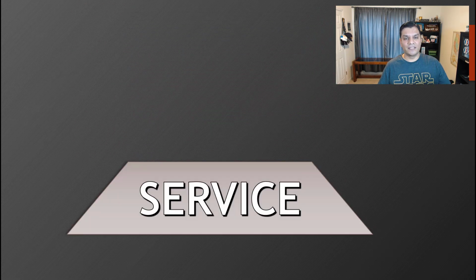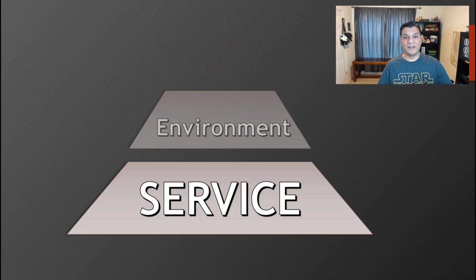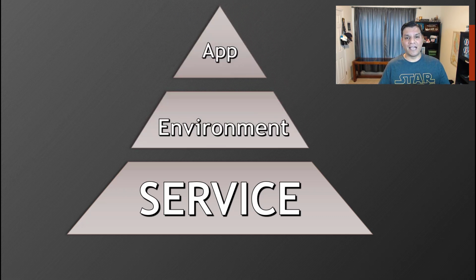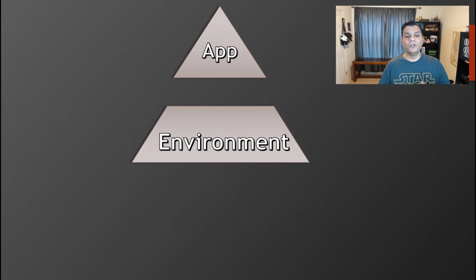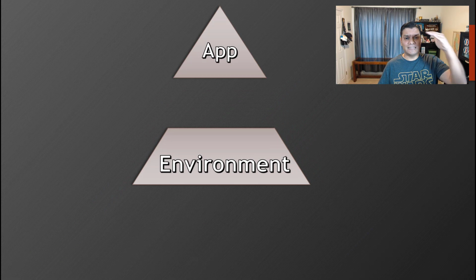So here's the scenario I want to walk you through. These are the 3 levels of permissions that we do. We do it at the service level, which I've shown you in the other 2 videos. We do it at the environment level, and we do it at the app level. But for the sake of this scenario, for the temporary access, we're only going to be focusing on the environment and the app level.